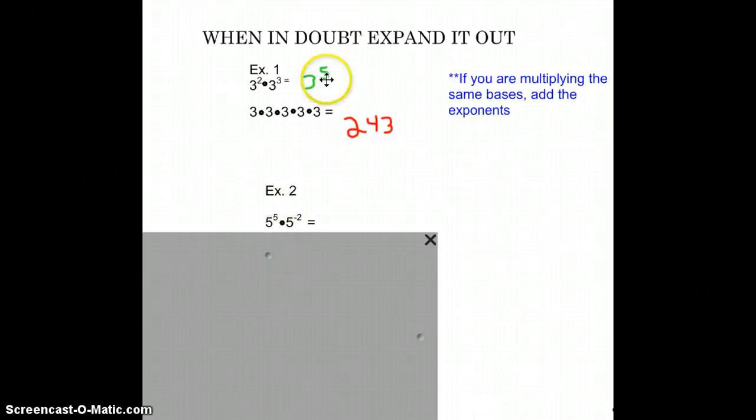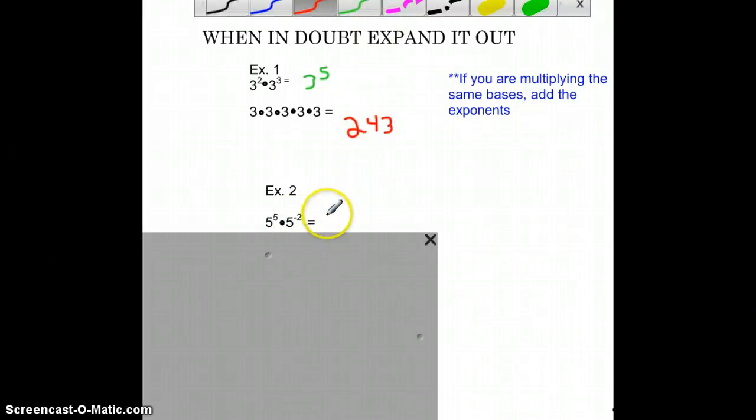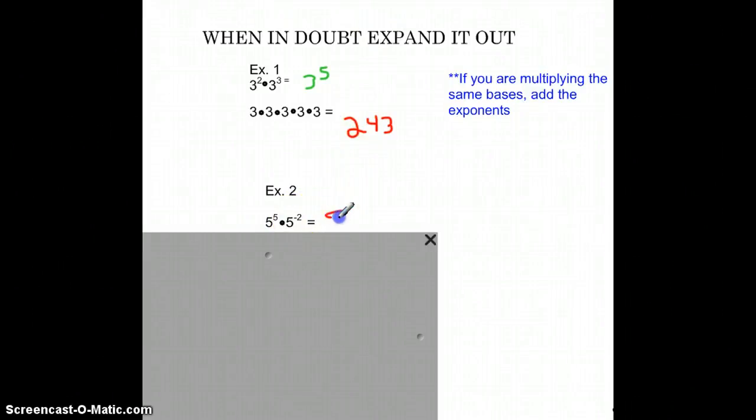Example 2. Now look at this: 5 to the 5th power times 5 to the negative 2nd power. Ooh, we're getting tricky here. Again, if you just follow your base rule, add the exponents. 5 and a negative 2, that's going to give us positive 3. So we end up with 5 to the 3rd power.